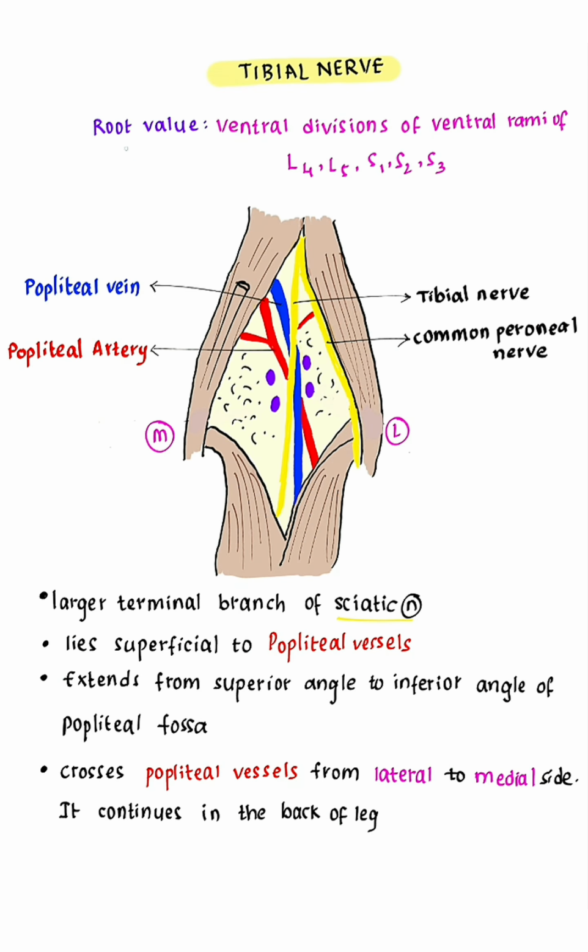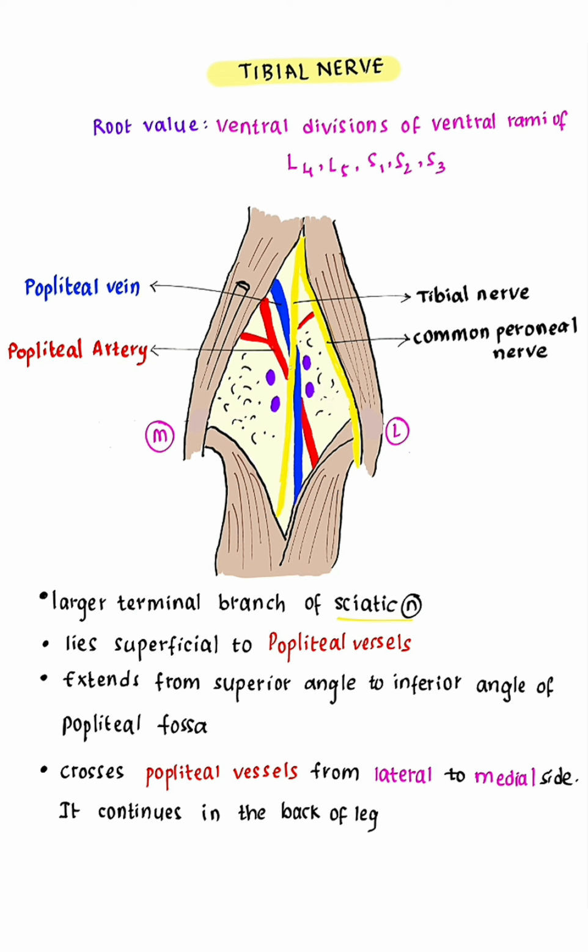Tibial nerve. Root value of tibial nerve: ventral divisions of ventral rami of L4, L5, S1, S2, S3. Sciatic nerve divides into tibial nerve and common peroneal nerve. Tibial nerve is the larger terminal branch of sciatic nerve.